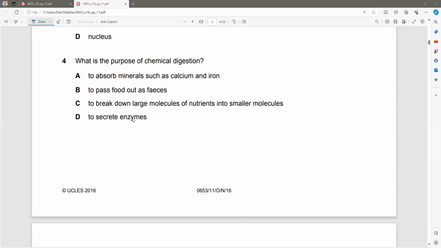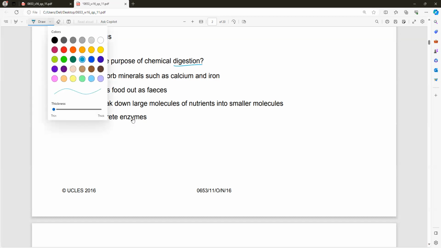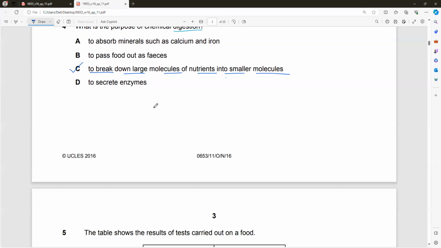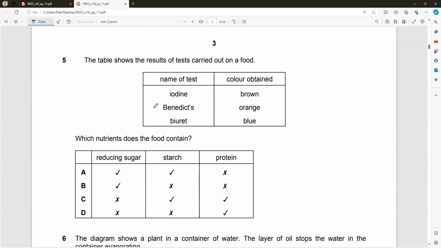What is the digestion process? Breakdown of large molecules into what? Small molecules, that is what nutrients. To break down large molecules of nutrients into smaller molecules, that is the importance of chemical digestion, which takes place in our alimentary canal. That is what you have to remember.